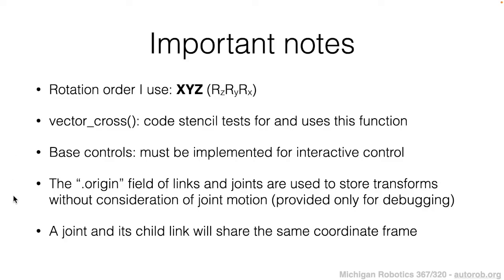I'll also point out that the origin field of links and joints is used to store the transforms without considering the joint motion, so this is really used just for debugging.